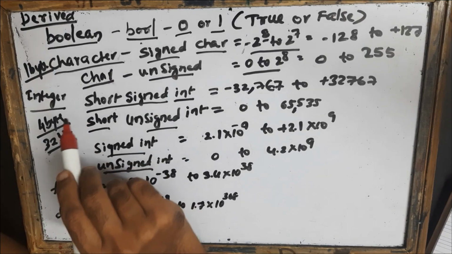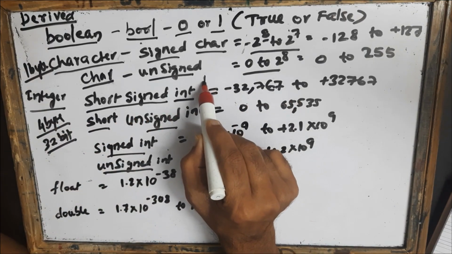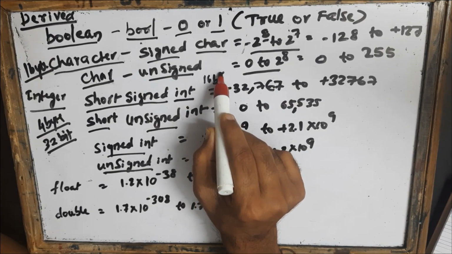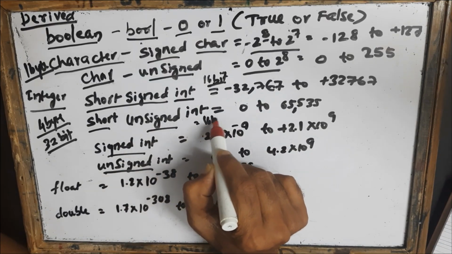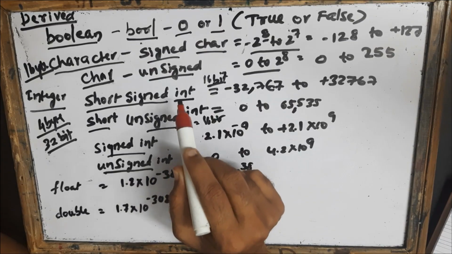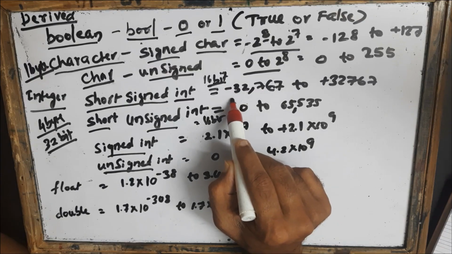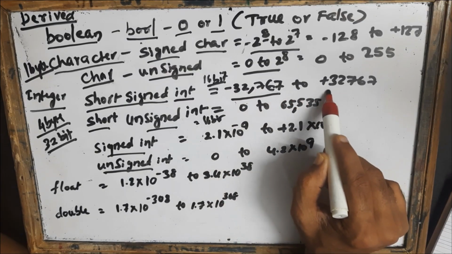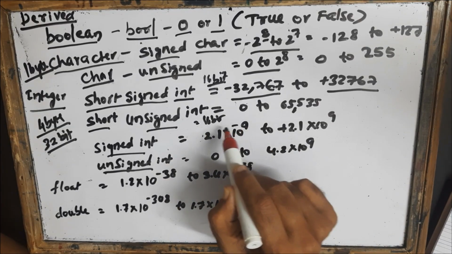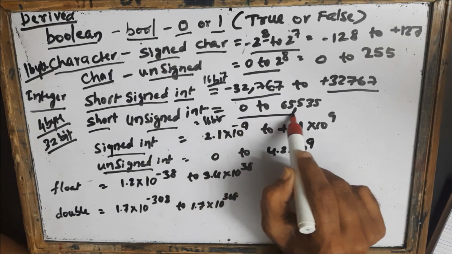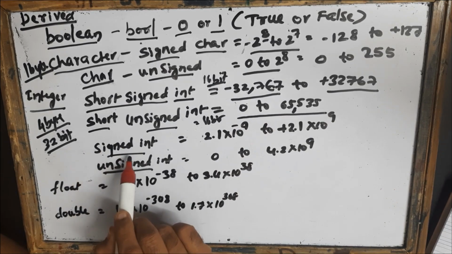If you consider integer as 4 bytes, then short will be 16 bits. In the short, we have two types, signed and unsigned. In the signed short, the range is -32768 to 32767, or in the unsigned short 16 bit, we have 0 to 65,535. This is the range. And one more is signed int.